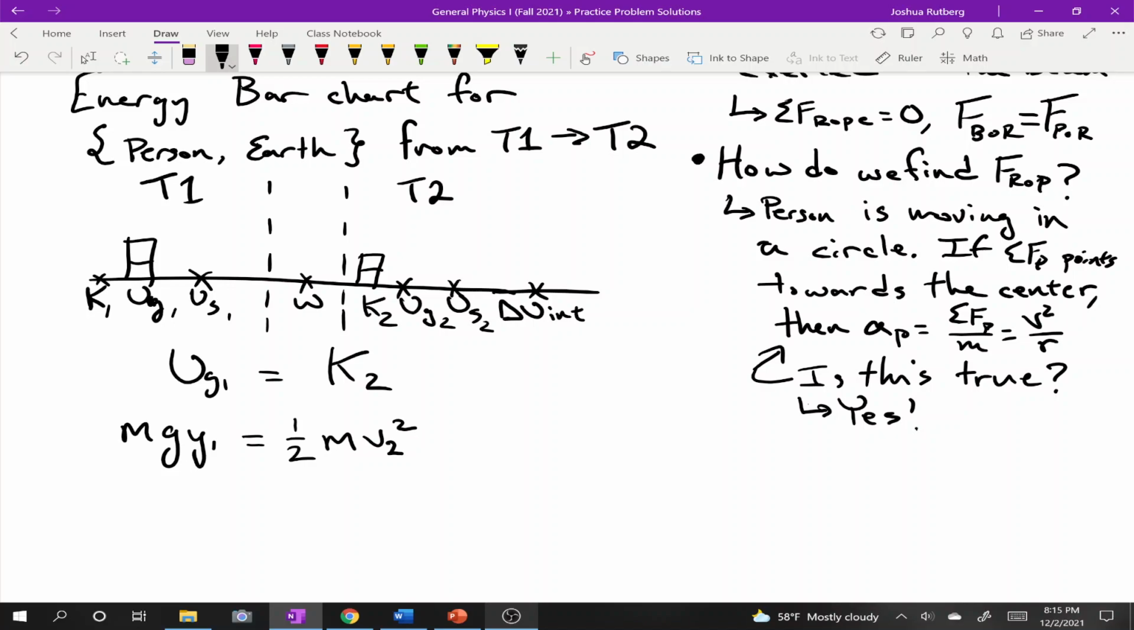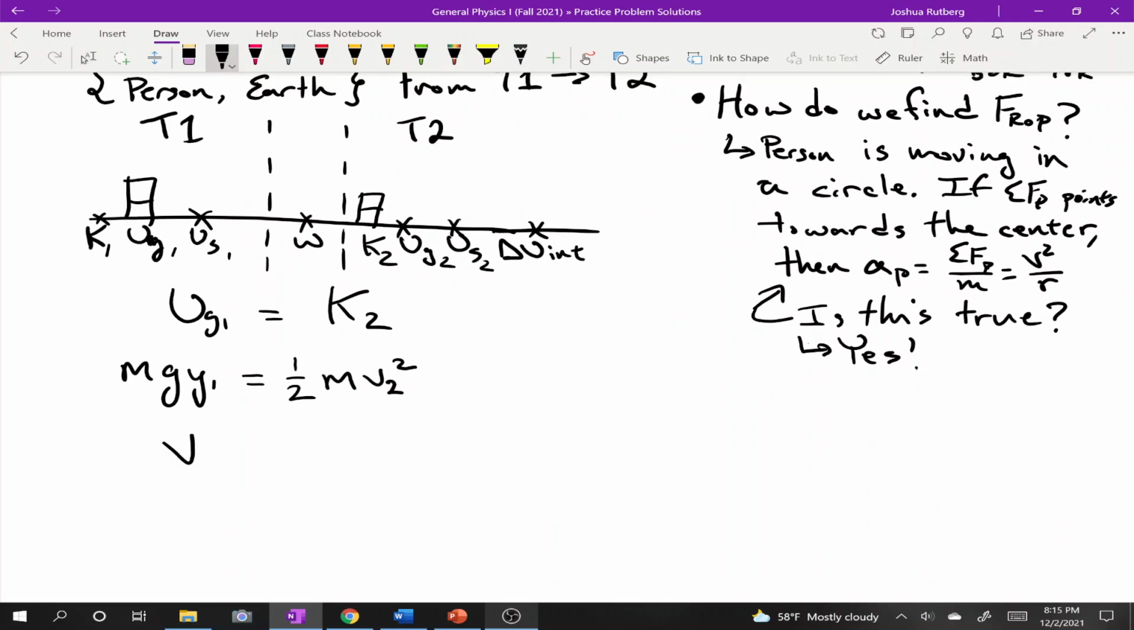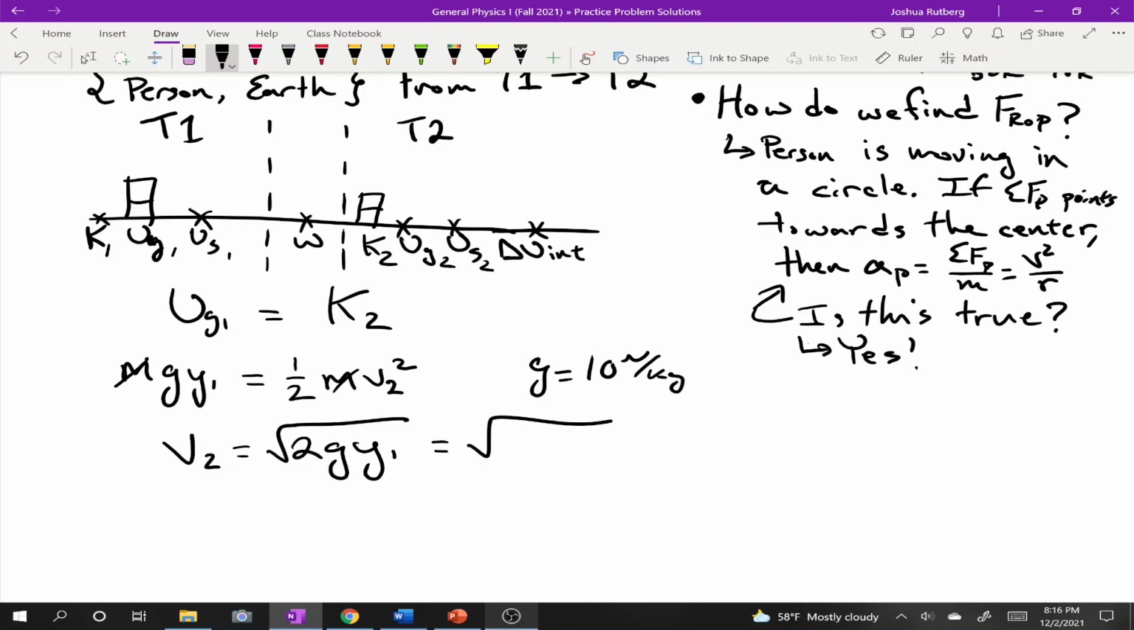And what I want to find from this is the velocity at time 2. So the velocity at time 2 is going to be, these masses are going to cancel, the square root of 2 times g times y1. I'm going to use g equal to 10 to make my life easy, 10 newtons per kilogram. So this is going to be 2 times 10 newtons per kilogram times 5 meters. So this is the square root of 100.